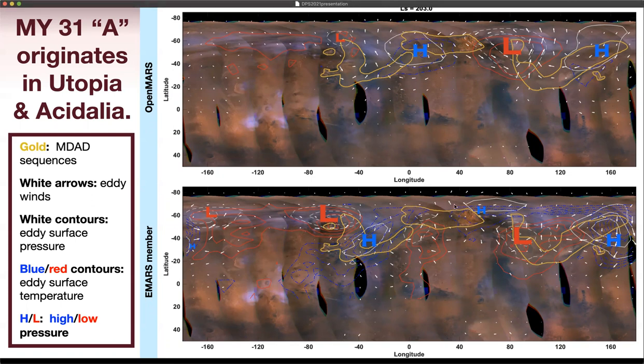From these data sets, these are the deviations from the time mean, the eddies, of the winds, which are the arrows. The white contours show the eddy surface pressure, solid for positive, dashed for negative, and the eddy surface temperatures. Red and solid are warm, dot-dashed and blue are cold. In addition, I will point out where the high and low pressure systems are.